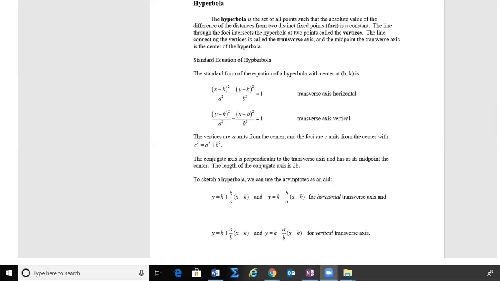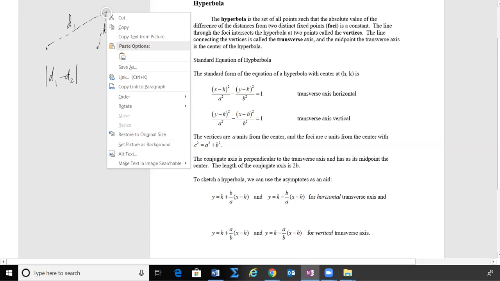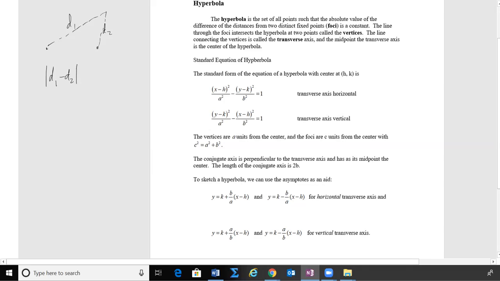All right, finish this up. We'll talk about the hyperbola. Now this is a set of all points relative to two fixed points, here and here. The set of all points for which the distance from these two points, let's say D1 and D2, the difference, D1 minus D2, the absolute value. In other words, I could do the same thing for D2 minus D1. That distance is constant.